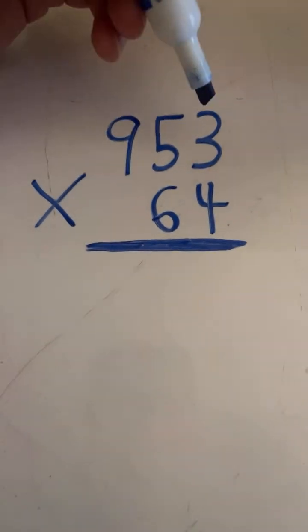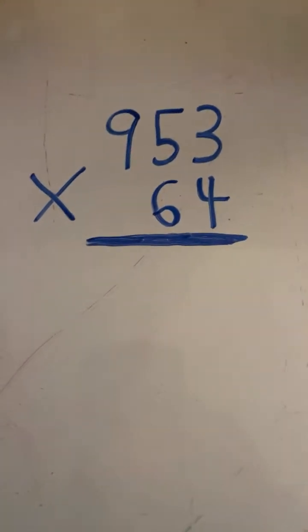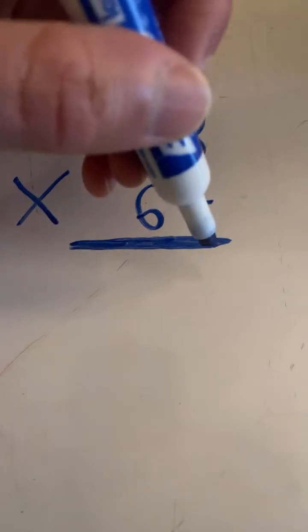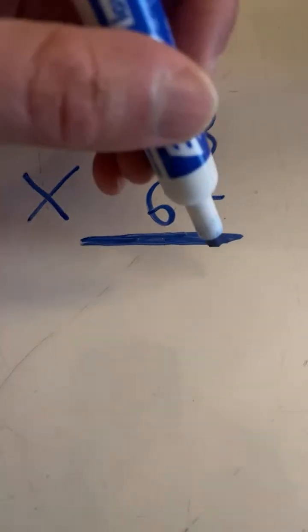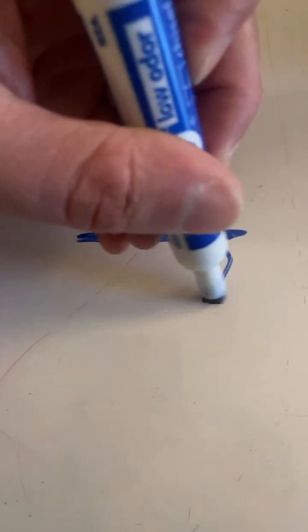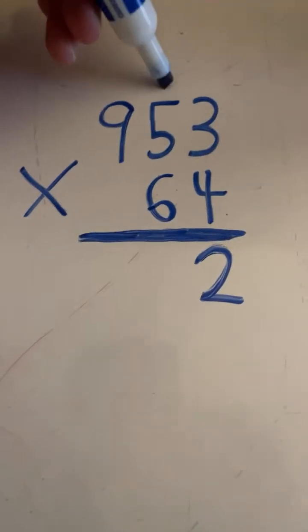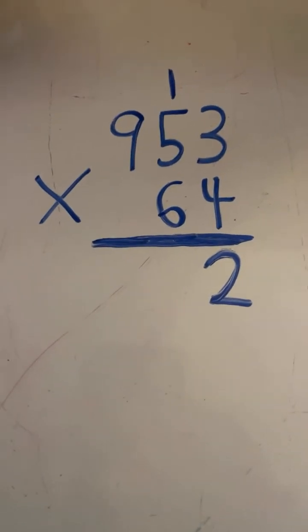So we're going to start out in the ones place. We're going to multiply 3 times 4. 3 times 4 equals 12. Because our product is more than 10, we're going to have to regroup. The 2 in 12 is going to go in the ones place. The 1 is going to get carried over to the tens place.